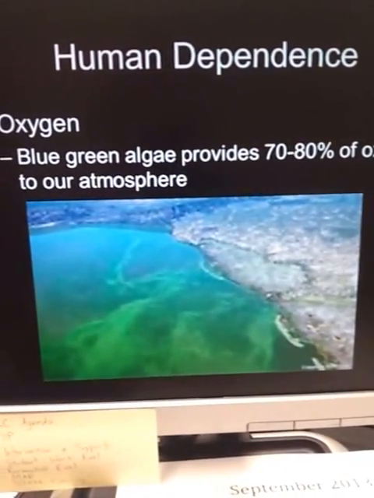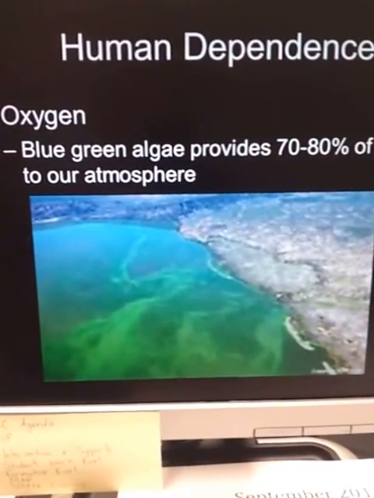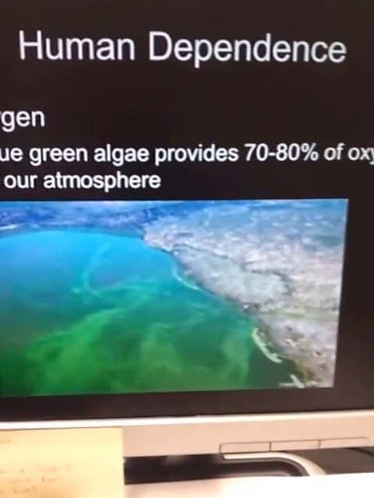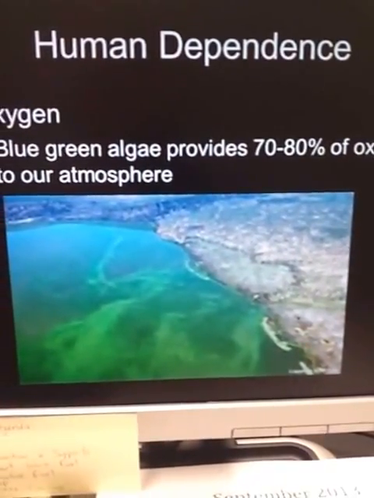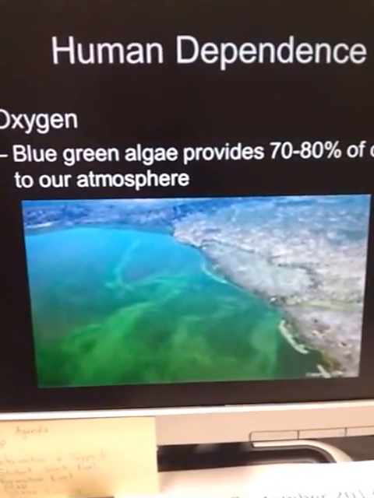Human dependence. So oxygen, of course, is important. Blue-green algae, which is prevalent in oceans, provides the majority of the oxygen in our atmosphere. That's critical. We have to have that oxygen.